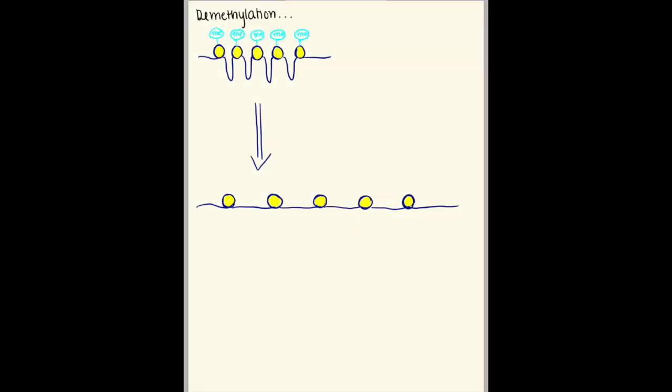Another way that the chromatin structure can be relaxed is through demethylation. Removing methyl groups from the histone proteins allows the nucleosomes to reposition further apart from one another, allowing for greater access to the DNA.